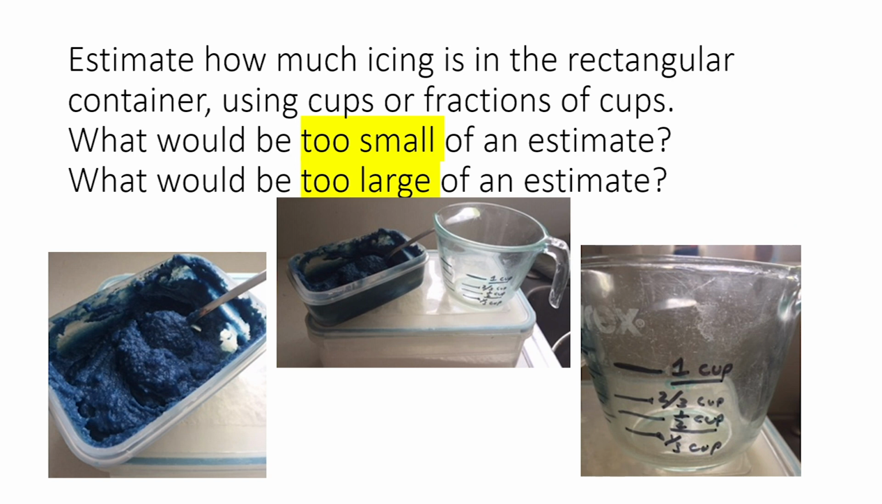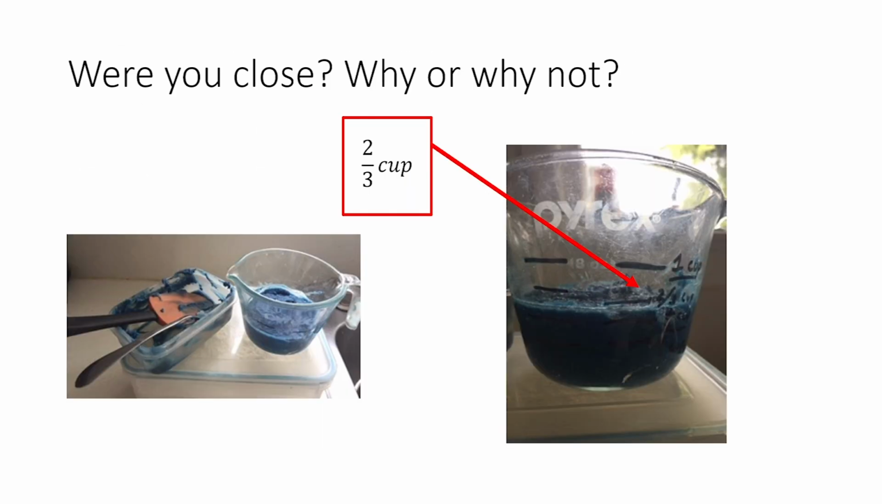Before we begin, let's have a little fun with estimation. Estimate how much icing is in the rectangular container using cups or fractions of cups. What do you think would be too small of an estimate? What do you think would be too large of an estimate? Try to come up with an answer before I show you the next slide. If you guessed about 2/3 of a cup, then you were correct. Sometimes estimation can be really useful when dealing with percentages.